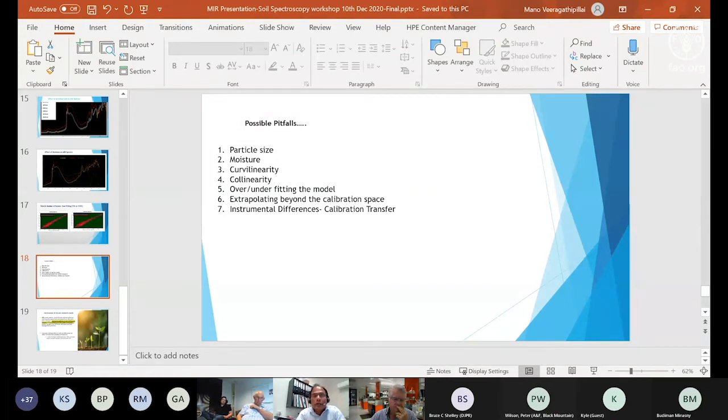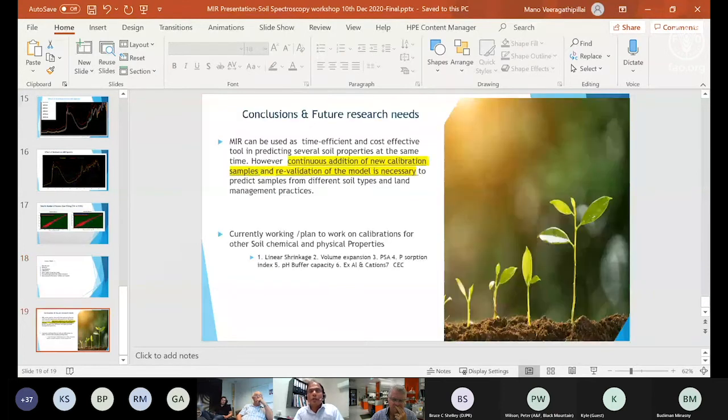The last one is the instrumental difference. Calibration transfer is a serious problem because from one instrument to other, we should be able to transfer without losing any accuracy. Finally, MIR is not just one-off calibration building. It's a continuous one. Whenever we have an unknown sample, we need to add that one to improve the calibration and validation. Currently, we are working on other soil physical parameters such as linear shrinkage, volume expansion, and other properties. Thank you. Sorry, I was really rushing through to cover this one.